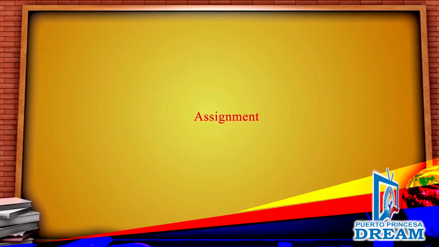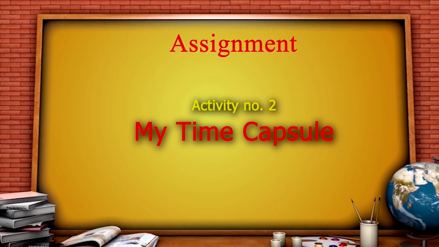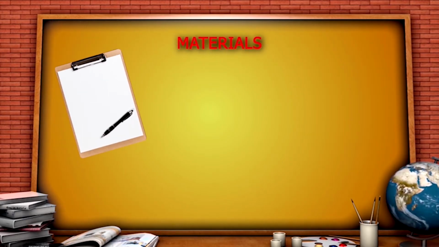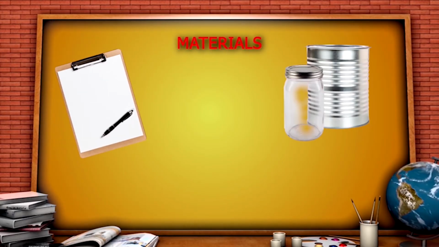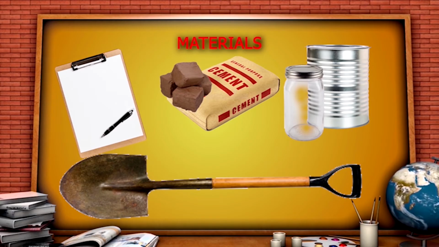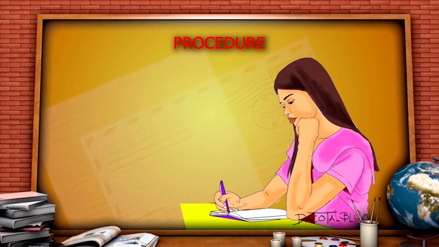Now, let's complete our time traveling by doing the assignment. Activity 2. My Time Capsule. Prepare the following materials needed: pen and paper, empty formula milk can or glass jar, natural clay or cement, shovel, your personal memorabilia. Procedure: 1.